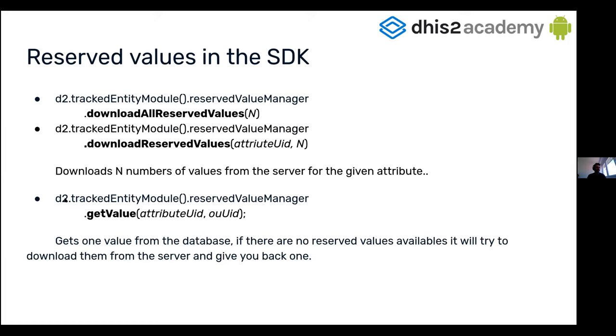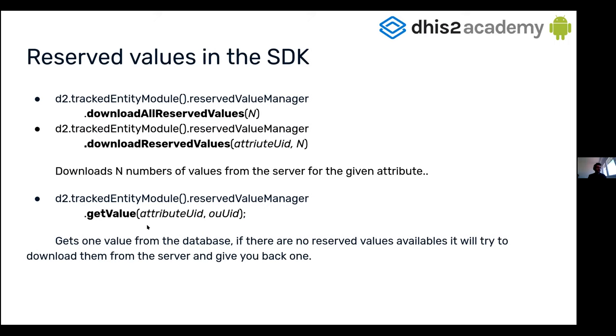And the important thing is that we can get a new value using the reserved value manager, get value, and we have to specify the attribute UID and the organization unit UID. So in this way, you can get a unique value, and you are sure that that value is unique, to pre-generate the attribute value.